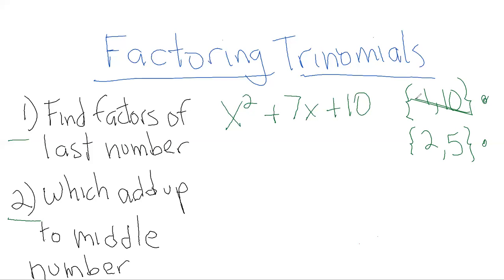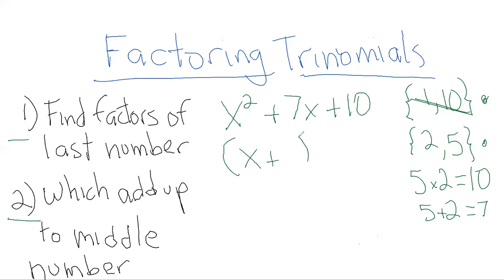Yes. It's 5 times 2 is equal to 10. And 5 plus 2 is equal to 7. And we solved the riddle. I hope you like these little puzzles. I do. X plus, x plus. That's your setting for factoring trinomials. So x plus 5 and x plus 2, since we found the two numbers that solve our puzzle. All right, and that's it.